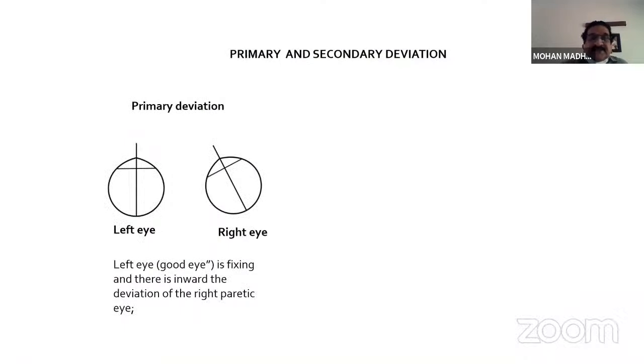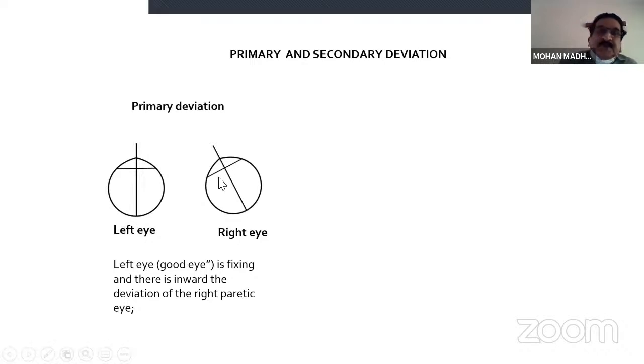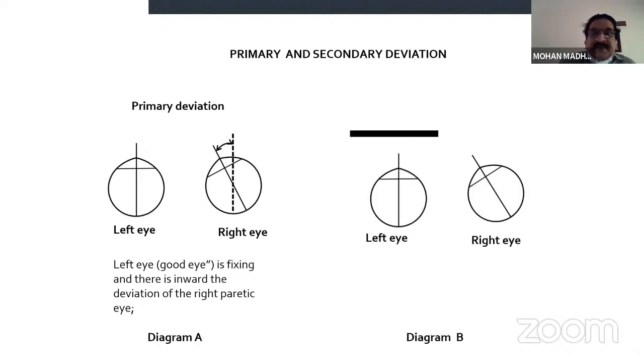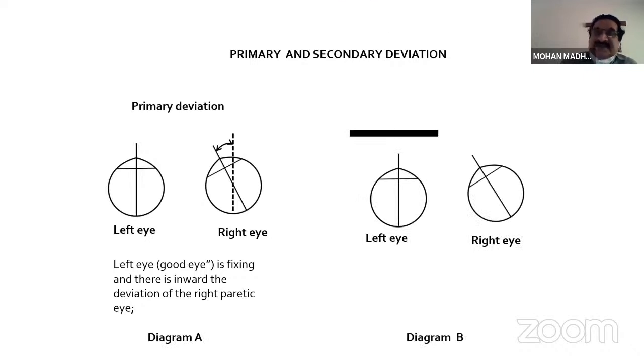So, for example, let's find out this one. Here, the left eye is the good eye, the right eye is the deviating eye. So this is the primary deviation. He is fixing with the good eye, that's the left eye, the right eye is deviating, and that deviation is called the primary deviation. Now you block the normal eye, that means the right eye has to fixate.